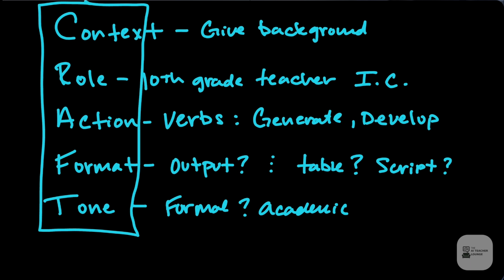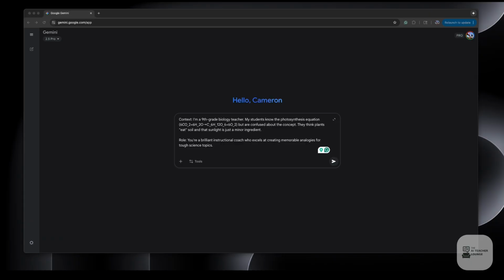But let's put it to practice. So let's look at Gemini and see what I'm talking about. The context: I'm a 9th grade biology teacher. My students know the photosynthesis equation, but are confused about the concept. They think plants eat soil, that sunlight is just a minor ingredient. The whole point of this is to give the AI context. The AI should know where your students are going and where your students have been.